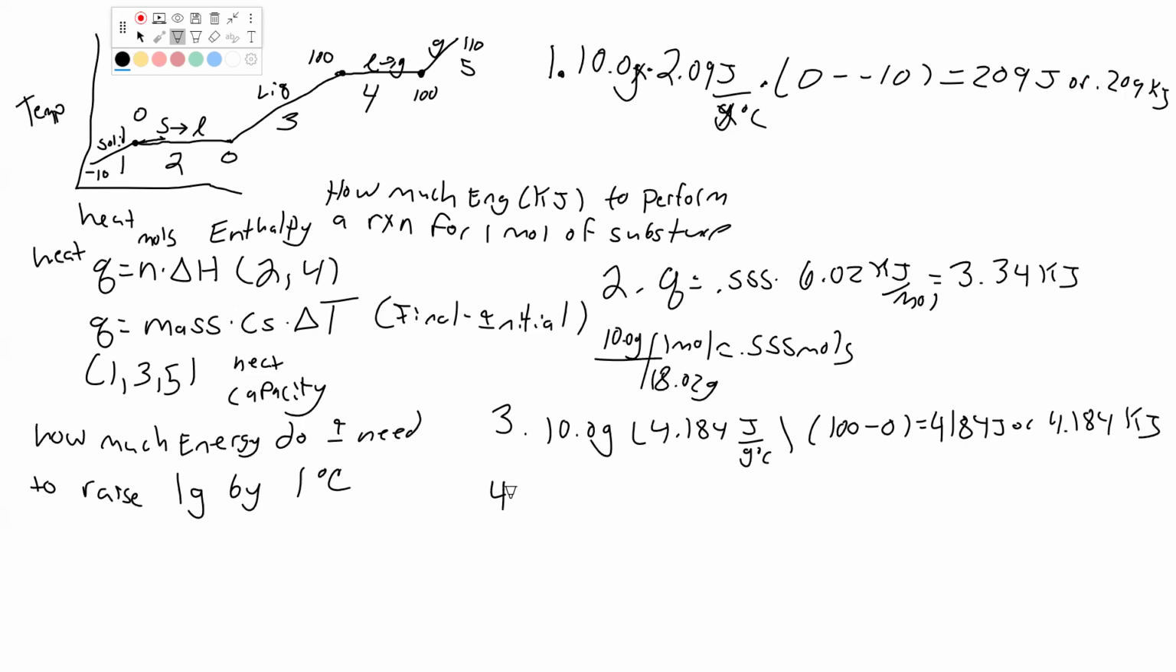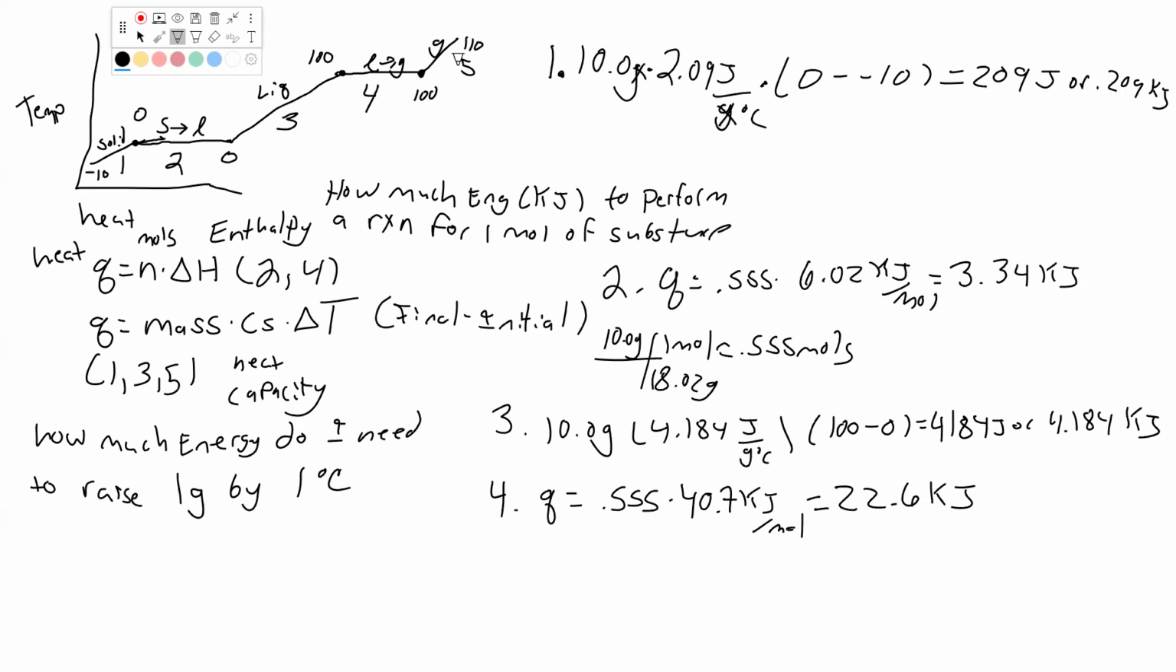Now, segment 4, we are going to take our liquid and change it into a gas. We're doing vaporization, so we're using our phase change equation. Q equals moles, still 0.555, times the delta H of vaporization, which here is 40.7 kilojoules per mole. So it is 22.6 kilojoules. We have changed all our liquid to gas.